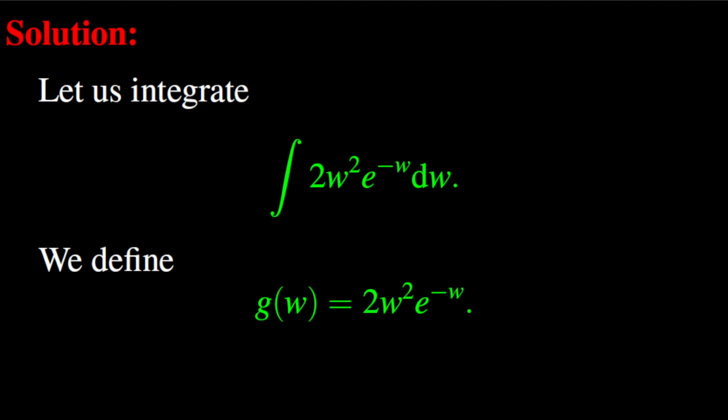Because this method will help us reduce the complexity of the problem by reducing the degree of the polynomial. It comes that the polynomial function 2w square is of degree 2. Then, our first goal will be to reduce the degree of the polynomial function to 1, by using the method of integration by parts.